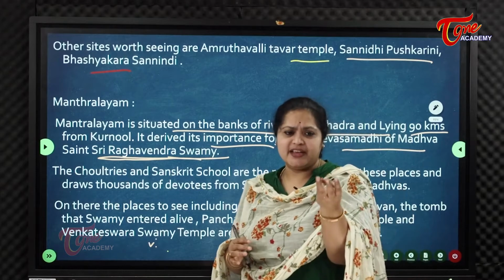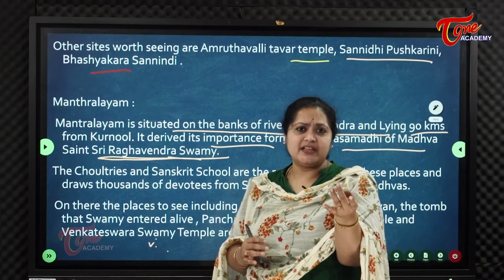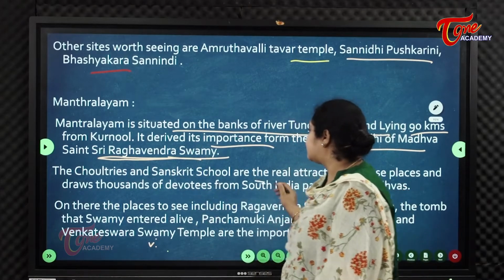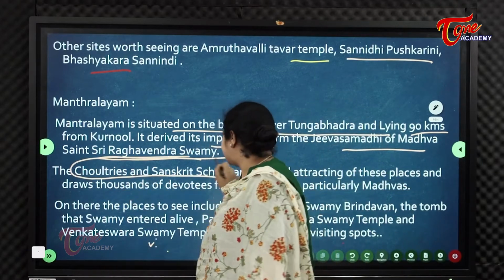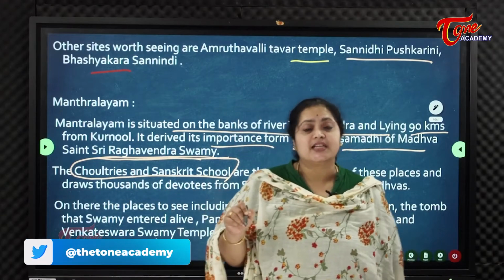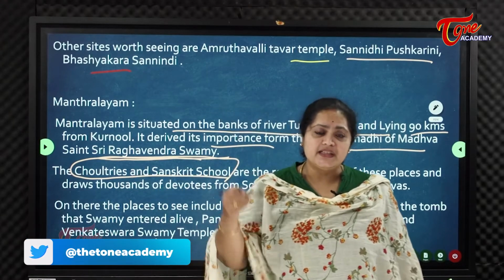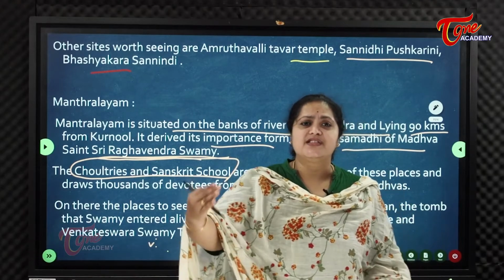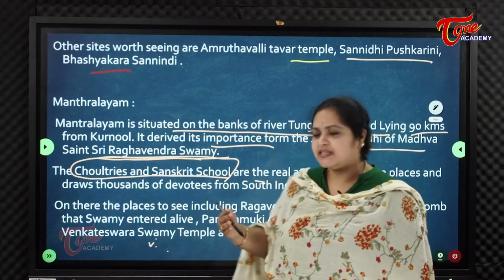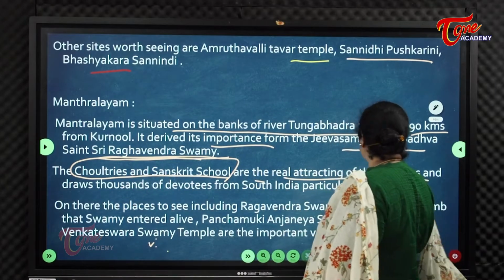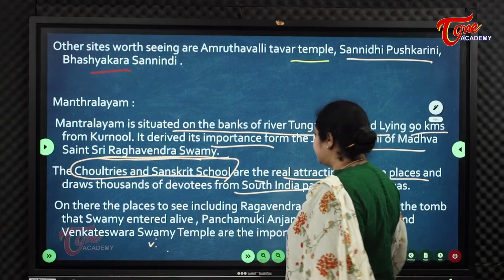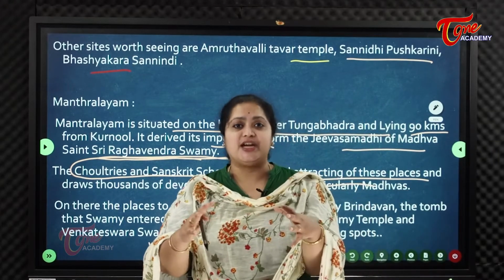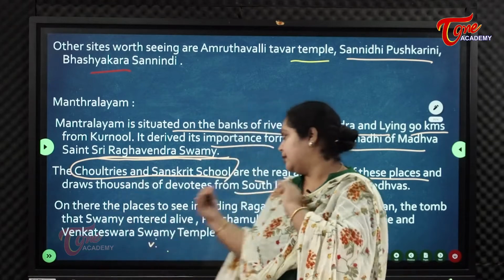They are like Vaishnavites, Shaivites, Madhvites. He is a Madhva saint. Here the other famous things to be visited are the Choultries and the Sanskrit school. Sanskrit Pandits teach Sanskrit to many children from age 6 to 14 and 16. They are the real attraction of this place and draw thousands of devotees from South India, particularly Madhvas, the devotees of Madhvacharya, who visit this temple.